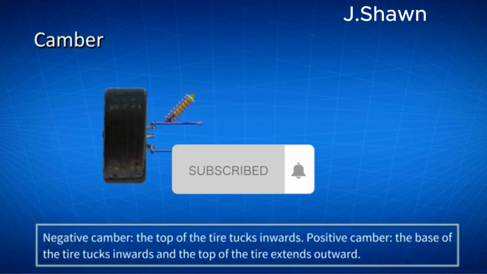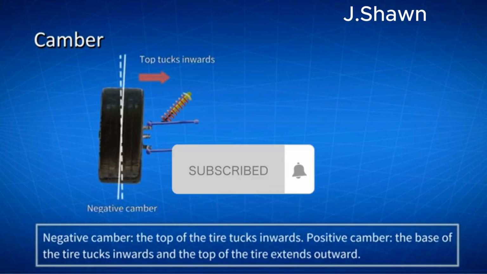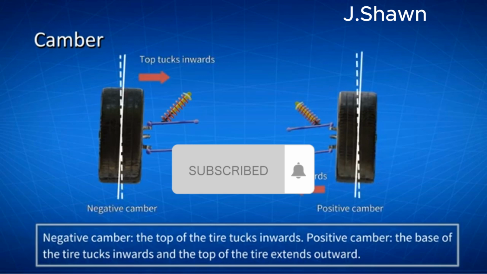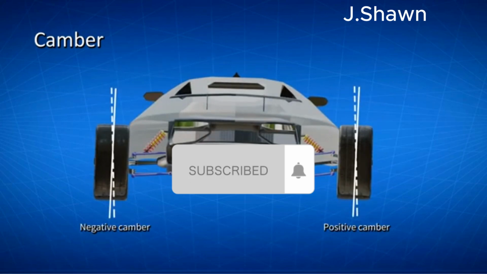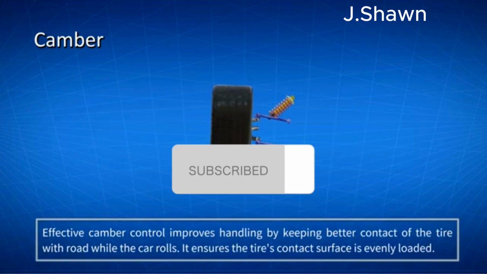Negative camber, the top of the tire tucks inwards. Positive camber, the base of the tire tucks inwards. Effective camber control improves handling by keeping better contact of the tire with road, while the car rolls. It ensures that the tire's contact surface is evenly loaded.